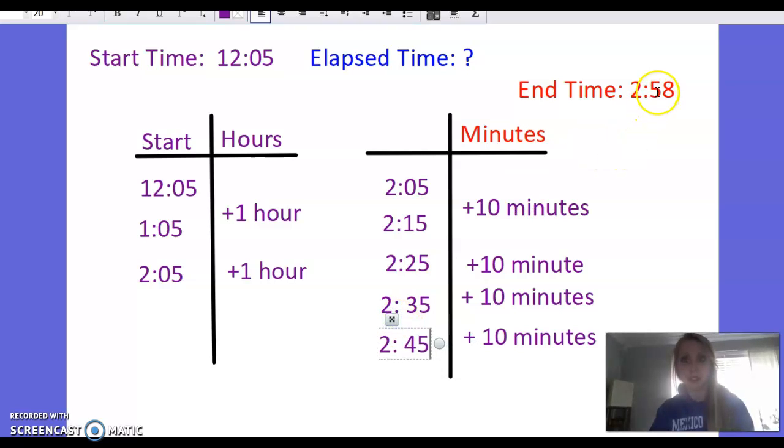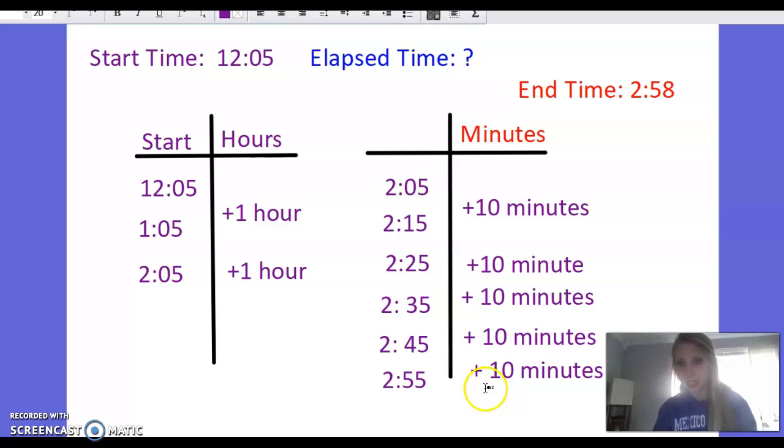Okay, now I'm getting close, so I'm going to check to make sure I can still do it. So 10 more minutes from 45, I can, and that would take me to 2:55, but I cannot go any more. I can't do any more 10 minutes because that would get me past to the next hour, and I know that I'm not going past 2:58. So now I'm going to go by single minutes. From 2:55 to 2:58, I can count in my head: 55, 56, 57, 58. That's 3 minutes.